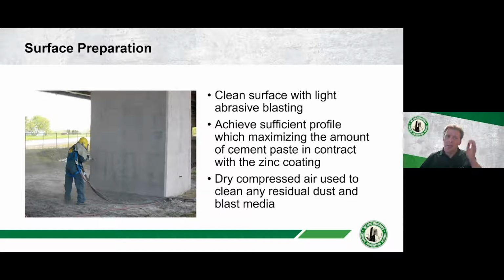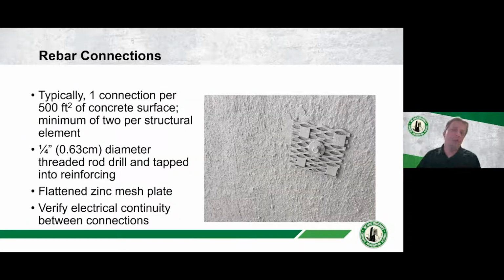So to start, we've got a lot of surface area to cover. One of the most efficient ways of doing that is abrasive blasting. The objective is to take all the scale, dirt, grime off of the concrete and add a little dimension to the surface of the concrete. Then we use dry compressed air to clean any of the residual dust and blast media away from the concrete. Once that's complete, we install our anode terminal plates.